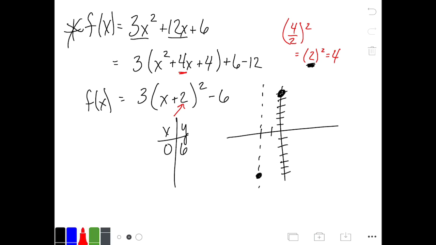How far off the axis of symmetry is that point? Well, it's 1, 2. So I need to go 2 the other way. 1, 2. Put it up here, and there you go.